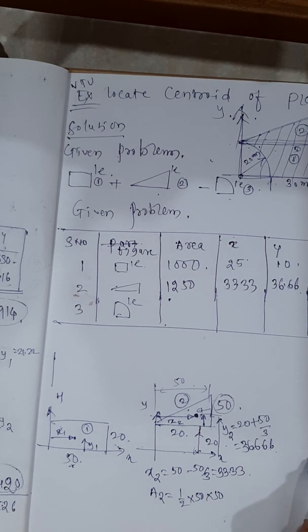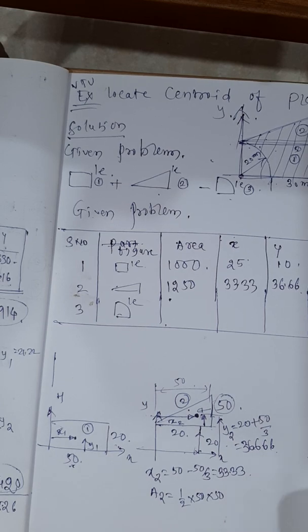The last figure is very simple. That is the quarter circle. It is attached with both x and y. It is like this. Yes, this figure is to be removed. That is why it should be minus. Yes, this is 20. What is the area of the third figure? A3 is equal to pi by 4 into 20 square. Right or not? Pi r square by 4.